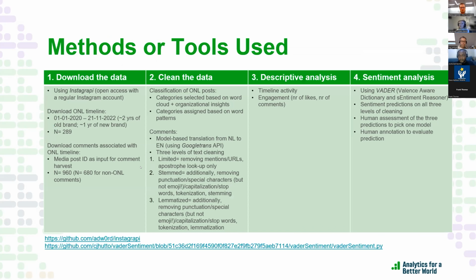Methods and tools used. First of all, I needed to access the data. I used the Insta API, which is an API to access the Instagram data, with just a regular Instagram account. I downloaded the timeline of Oxfam Novib and then used that as input to download all the comments on the timeline. The second step was cleaning the data.